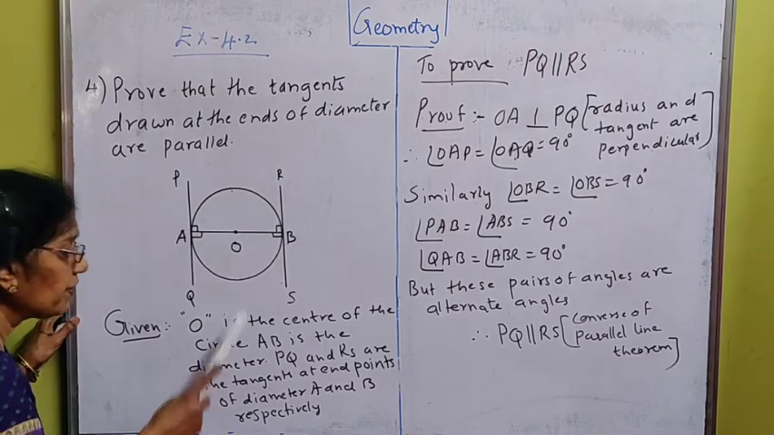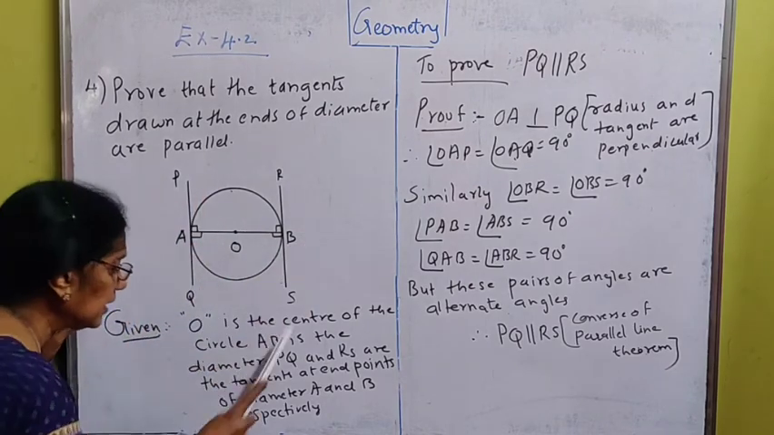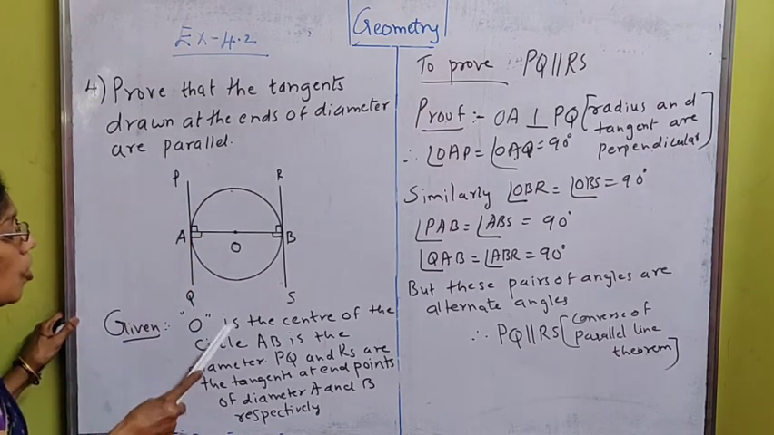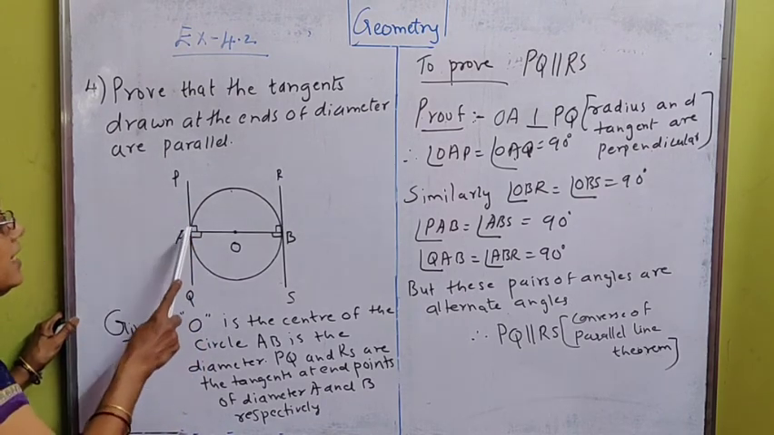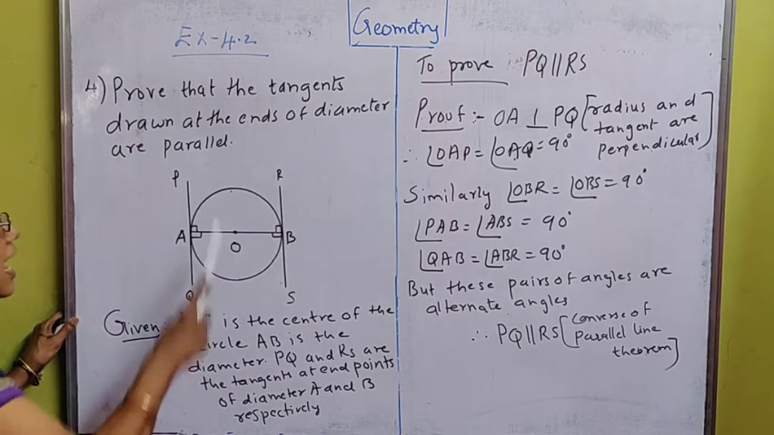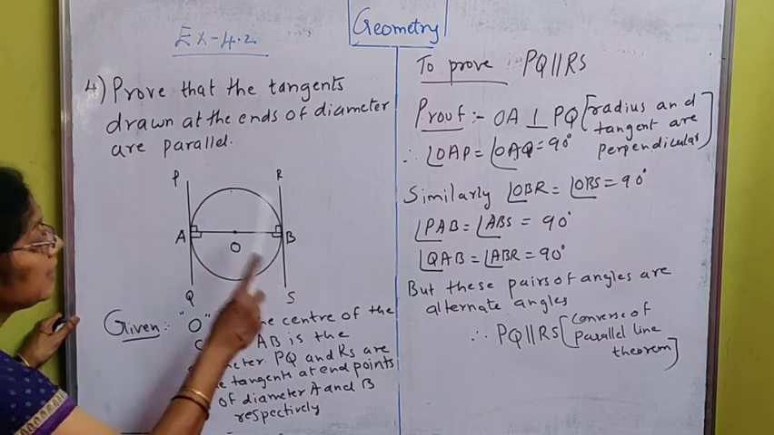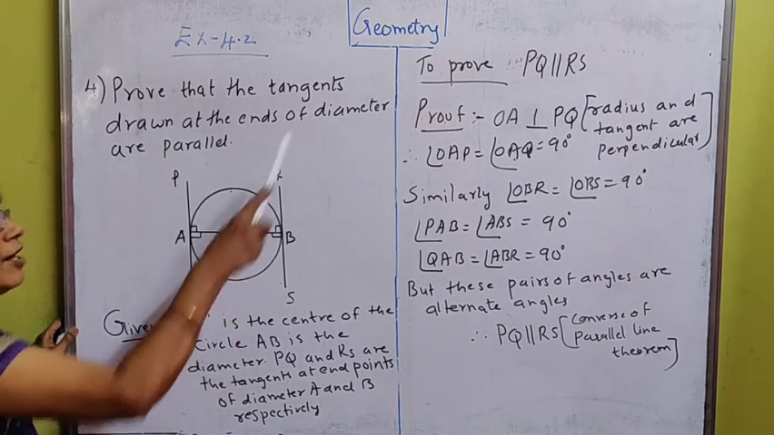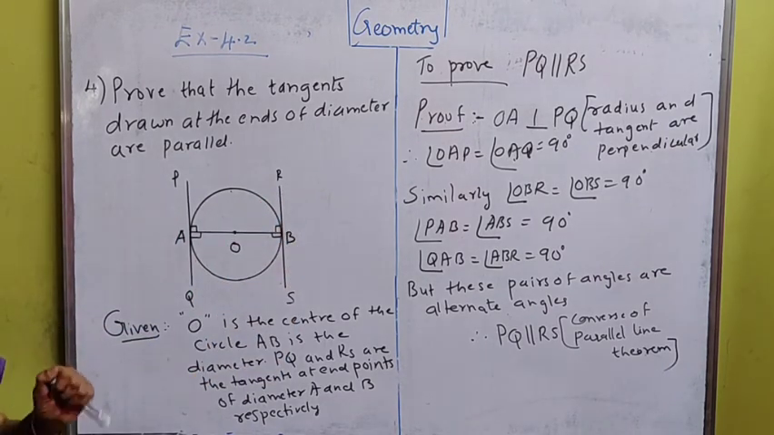So O is the center of the circle, correct. AB is the diameter, correct. PQ is drawn tangent at the endpoint of A. RS is drawn tangent at the endpoint of B. So PQ and RS are the two tangents. We have to prove that they are parallel.